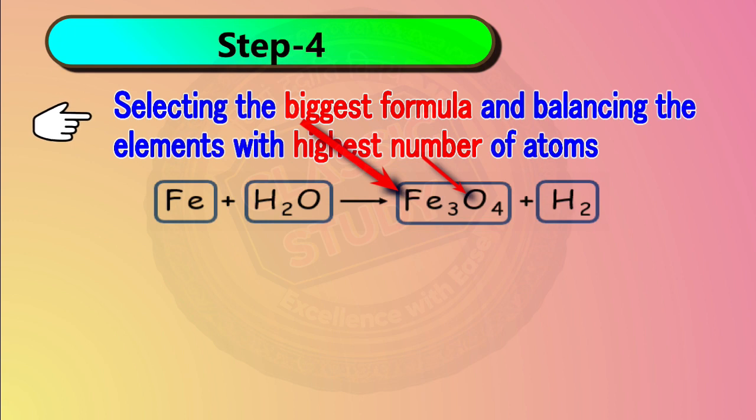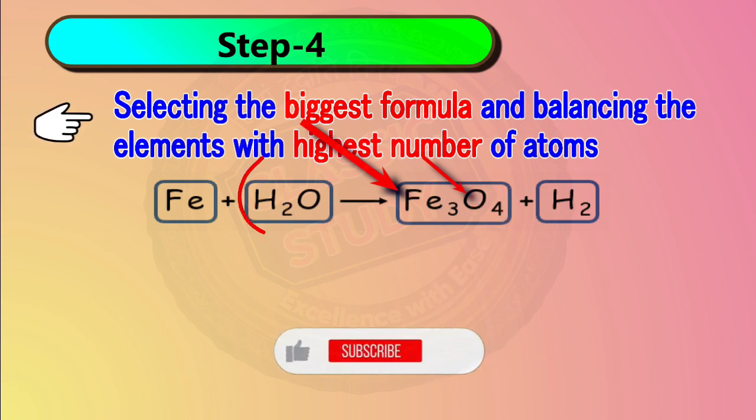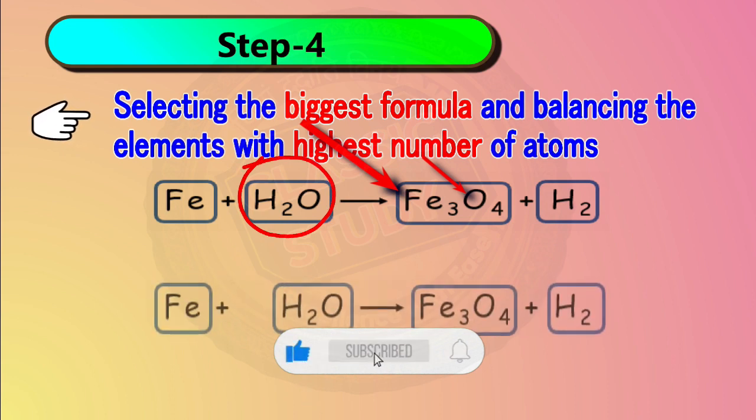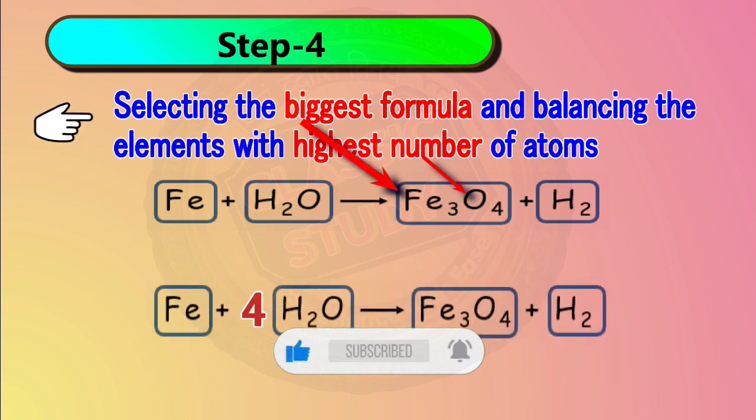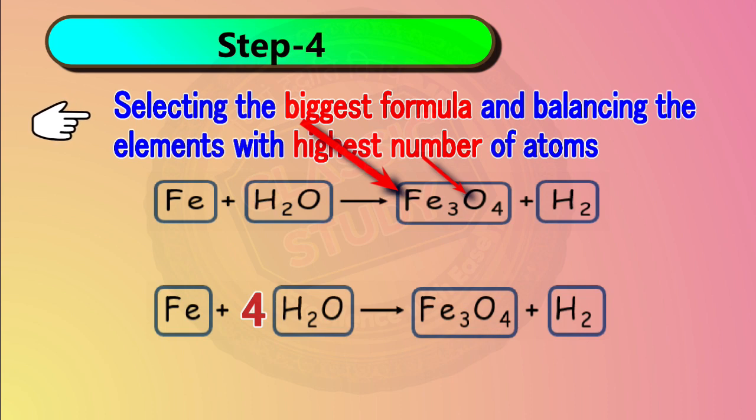Now there are 4 oxygen atoms on the RHS but only 1 on the LHS. So to balance the number of oxygen atoms we put a 4 in front of the water symbol and it becomes 4H2O. That means we have 4 oxygen atoms on the LHS and 4 oxygen atoms on the RHS. When we write a number in front of the chemical formula, it is represented in the form of multiplication. So we have 1 into 4 oxygen atoms on the LHS as well as RHS. So we can see the oxygen has been balanced.